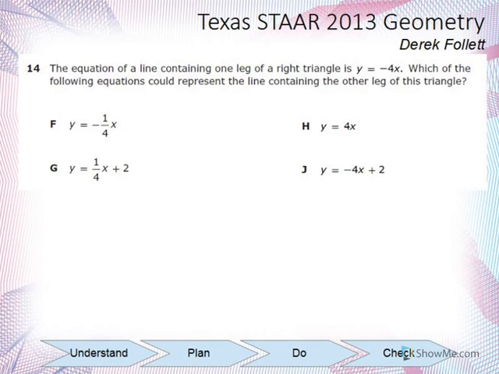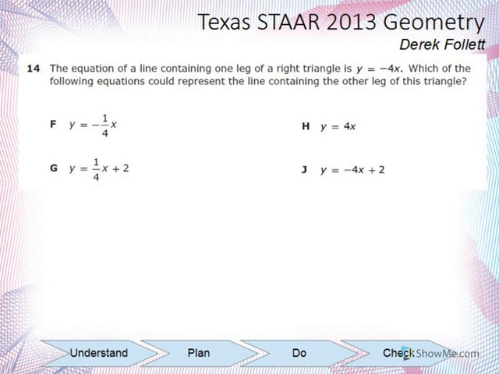This is the Texas STAAR 2013 geometry test, and this is question number 14. It says the equation of a line containing one leg of a right triangle is y equals negative 4x. Which of the following equations could represent the line containing the other leg of this triangle?